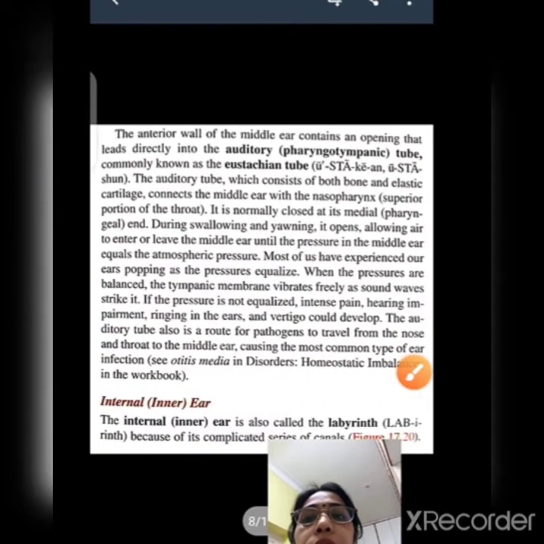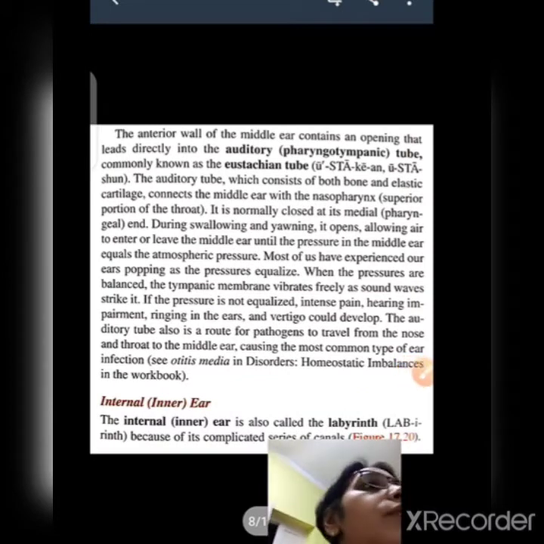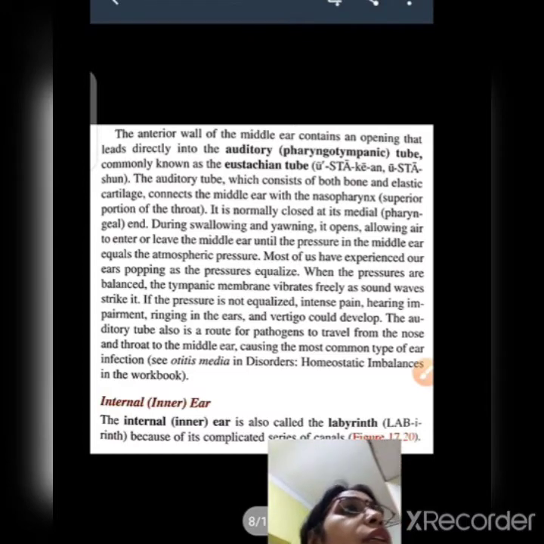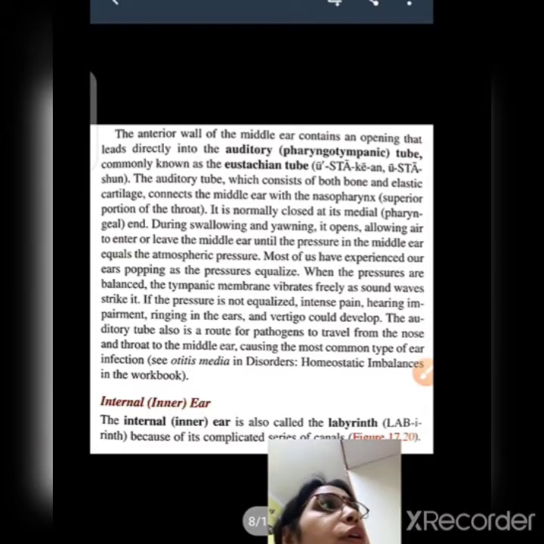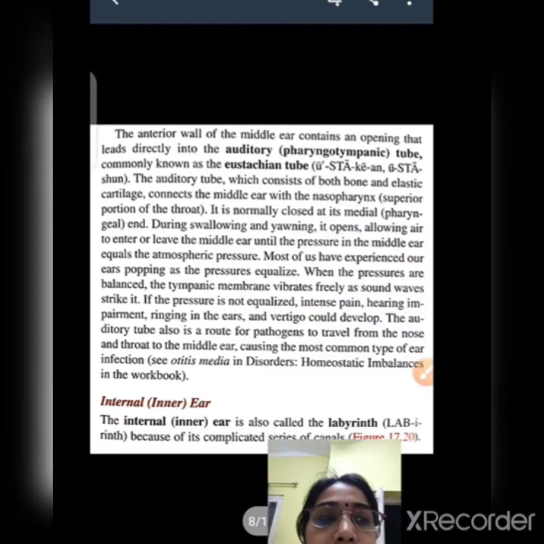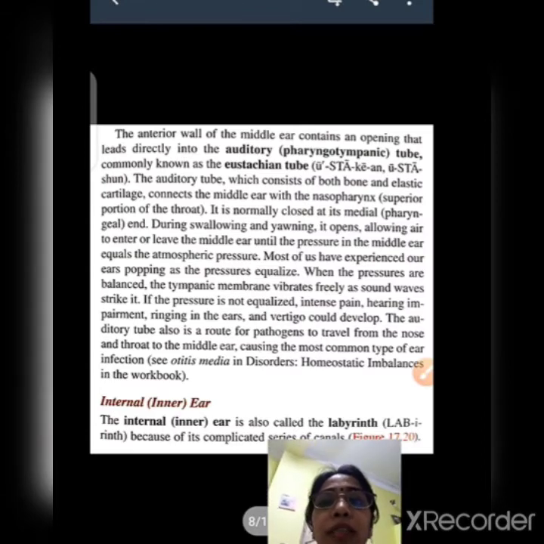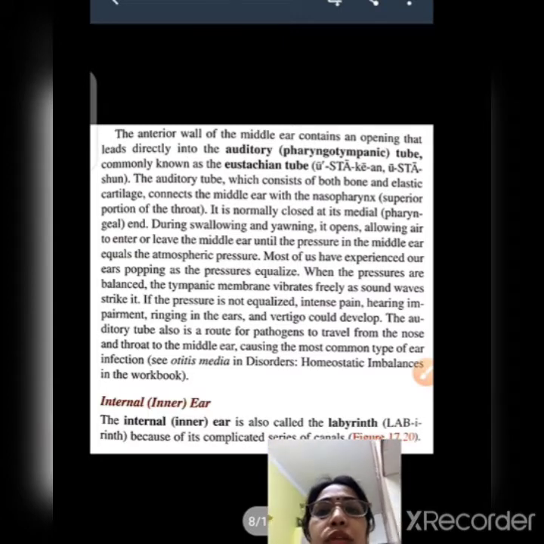Next, the anterior wall of the middle ear contains an opening that leads directly into the auditory, or pharyngotympanic, tube known as the eustachian tube. The auditory tube, which consists of both bone and elastic cartilage, connects the middle ear with the nasopharynx, the superior portion of the throat.